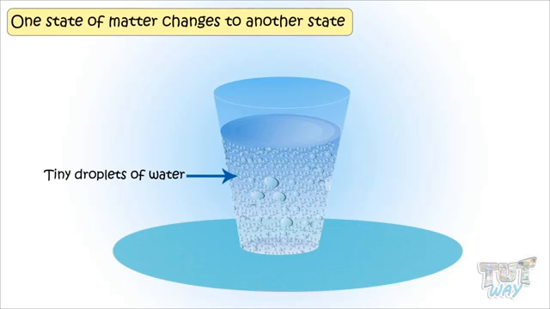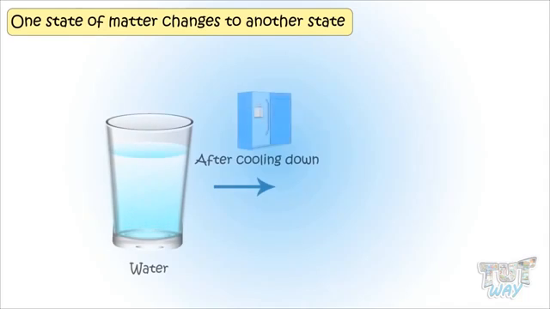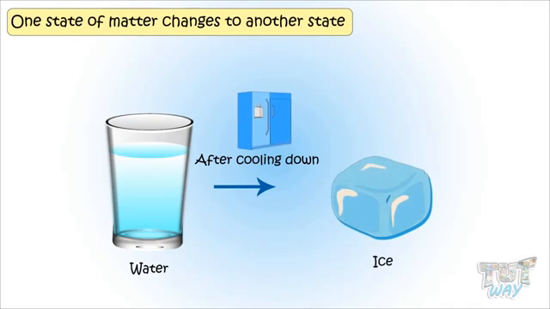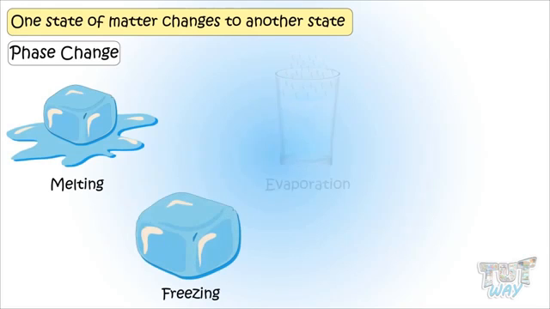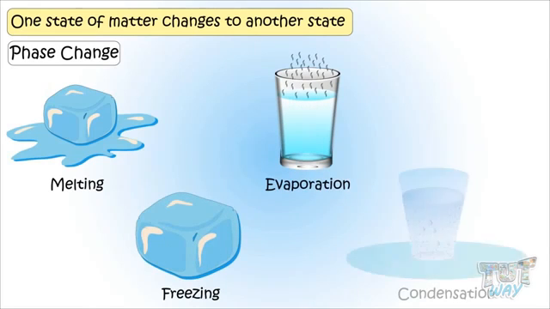Now we all know if we cool down water or freeze it, water again changes into ice. So, when one state of matter changes to another state of matter, it is called phase change. Melting, freezing, evaporation, condensation are all phase changes.